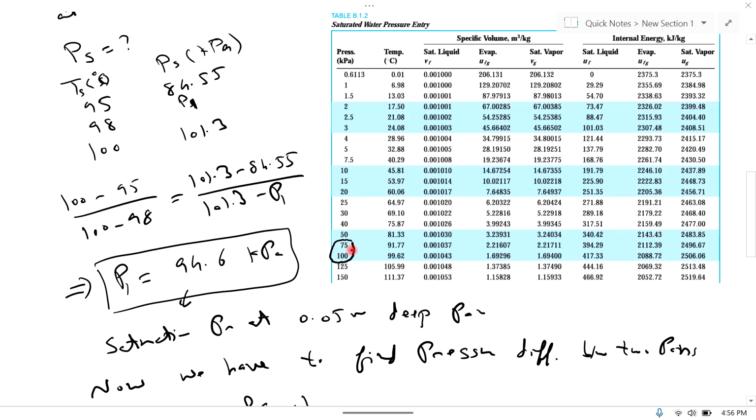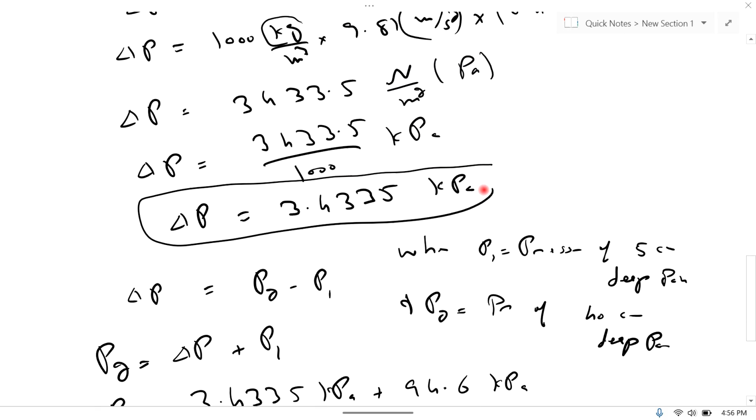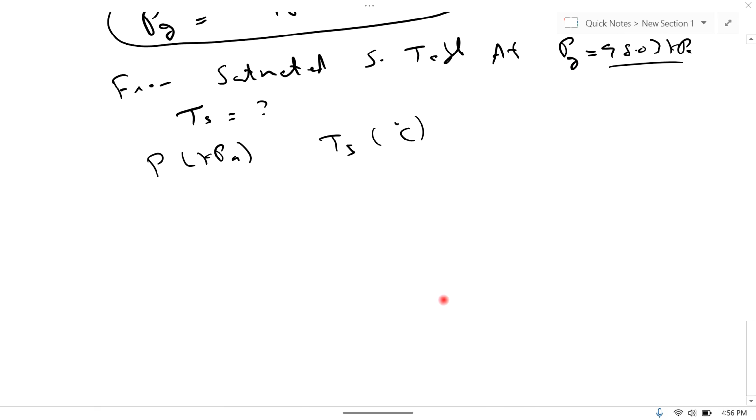So at 75 kilopascal the saturation temperature is 91.77 degrees centigrade, and at 100 kilopascal the saturation temperature is 99.62. We have to find the temperature at 98.03 kilopascal.